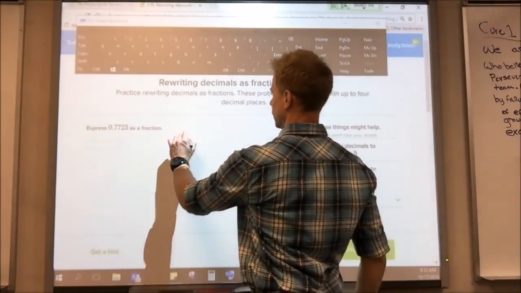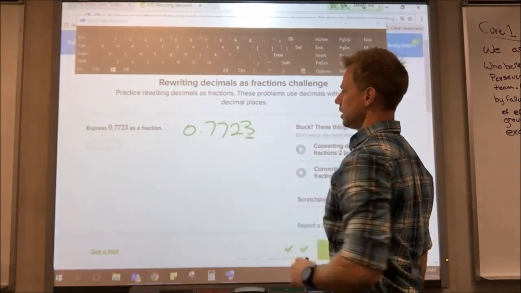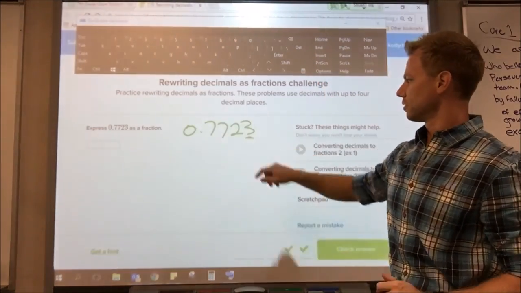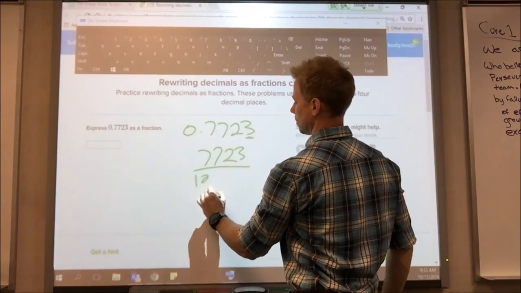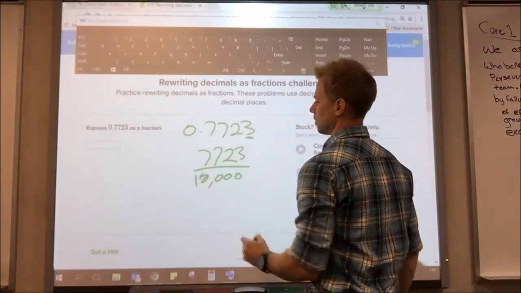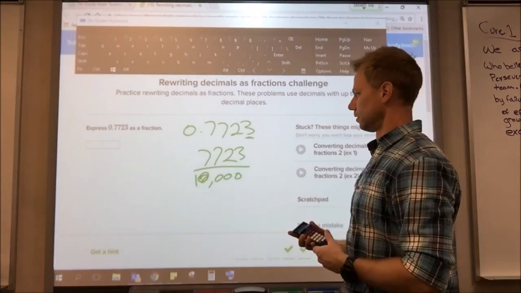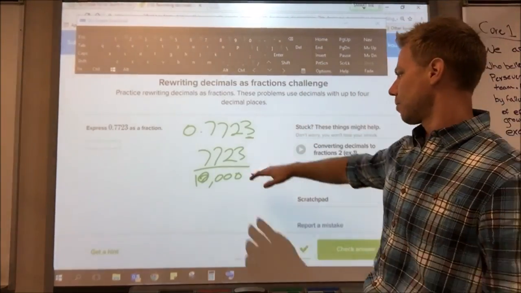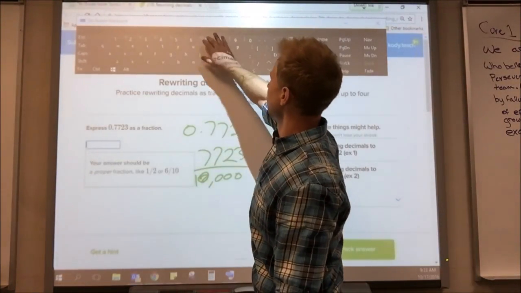All right, we have 0.7723. The 3 is in the 10,000ths place. I don't think there's anything in common between this number and that number, so it'd just be a big fraction.